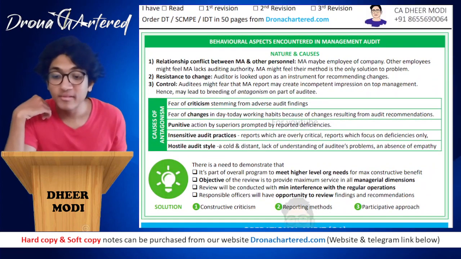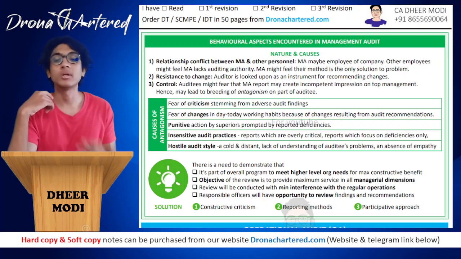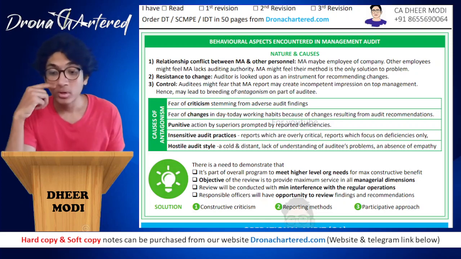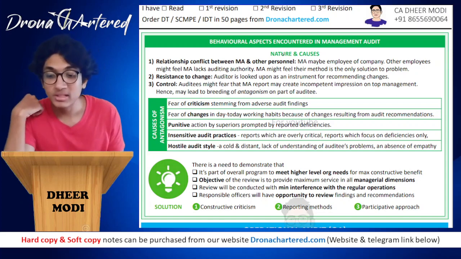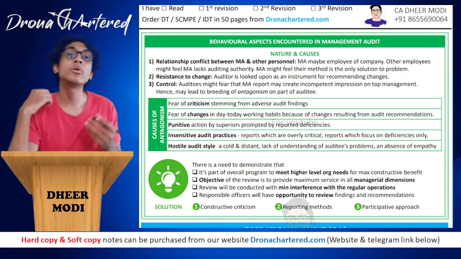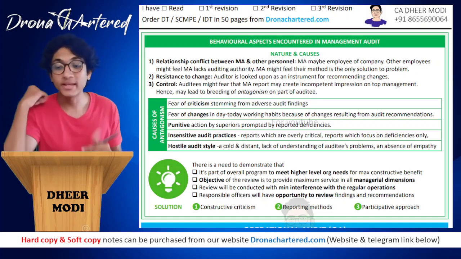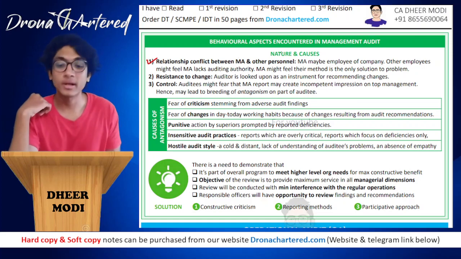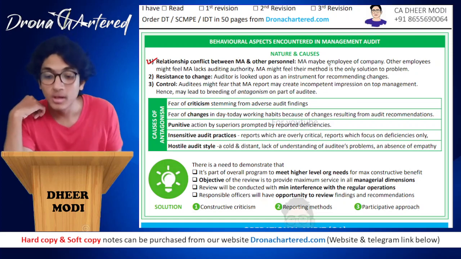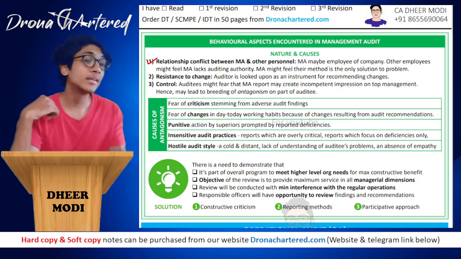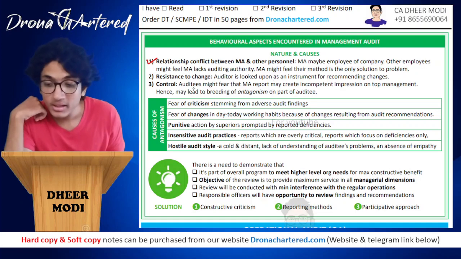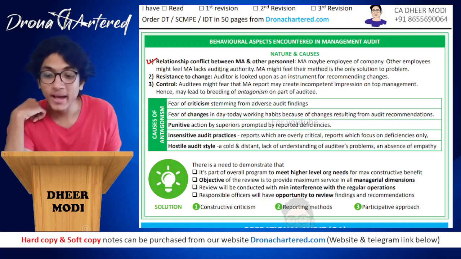Okay. Next is behavioral aspects encountered in management audit. What are the behavioral aspects encountered while doing your management audit? First of all, nature and causes. What are the nature and causes of these behavioral aspects? While doing management audits, some people might not like it. Why? That is relationship conflict between your management auditor and other people. Your management auditor may be an employee of the company, and when he's checking other employees, they may say, boss, you are an employee, who are you to check me? So other employees might feel that your management auditor lacks the auditing authority since he is also an employee.